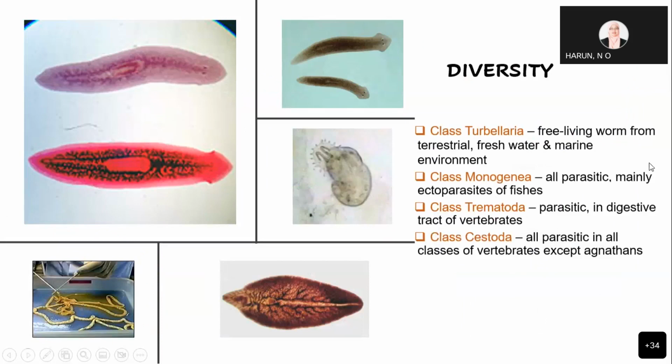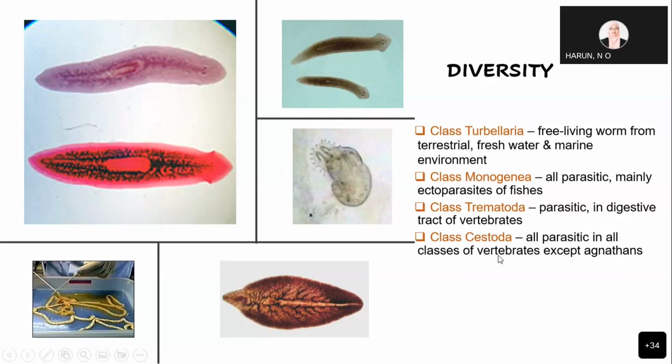Okay, the diversity, we have the class Turbellaria. Free living worms from terrestrial, freshwater dan juga marine environment. Manakala kelas Monogenea for this one, all parasitic, mainly ectoparasites of fish. Kita ada juga kelas Trematoda iaitu parasites in digestive tracts of vertebrates. So ini selalunya yang banyak dijumpai dalam kita punya digestive tract sebab bila kita tangan ataupun anything yang we touch before we wash our hands, especially for humans, then they will be transferred into the body system.